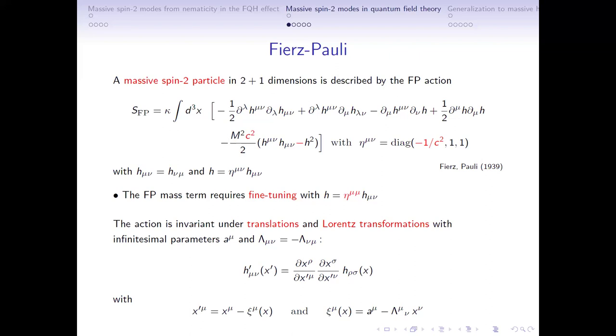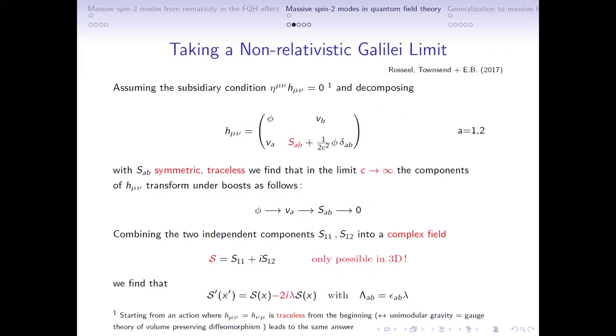Now what I do, a little shortcut, is that first of all, I only look at the fields and the transformations, because that's enough to take the limit.